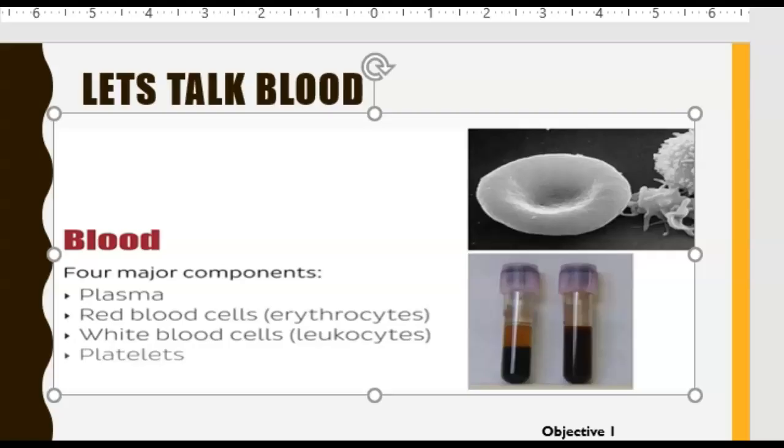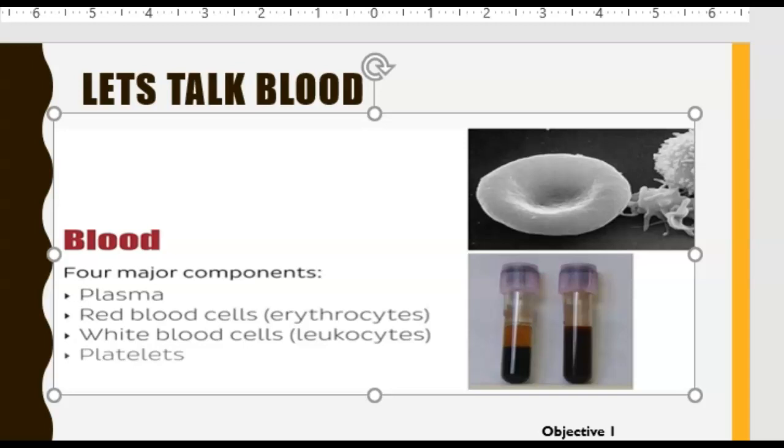As we come to an end, I want to talk a little bit about blood. Make sure you know the components, the 4 major components of blood. You have your plasma, your red blood cells, which is your erythrocytes, your white blood cells, which is your leukocytes, and of course your platelets. So we've talked about those, but make sure you understand that they are the 4 major components of blood.